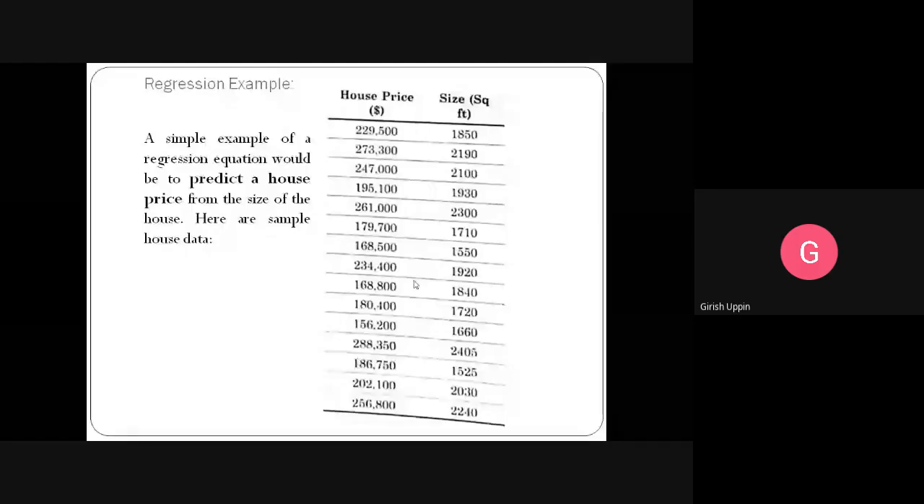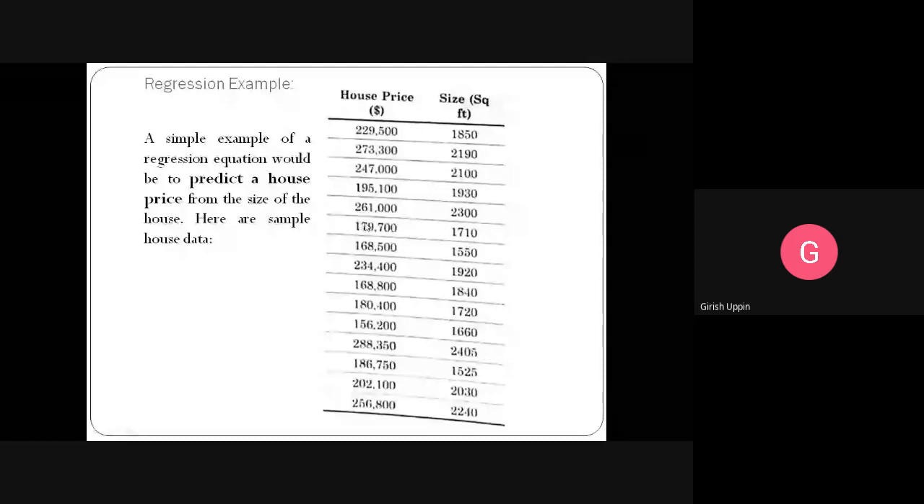This is one simple example of a regression equation. I would predict the house price from the size of the house. So this is the data given. Based on the size of the house, we have to predict what would be the house price. So here size is a predictor variable or the independent variable, and house price is the dependent or the target variable. Based on the size we get as an input, we are going to predict the value of the house price.